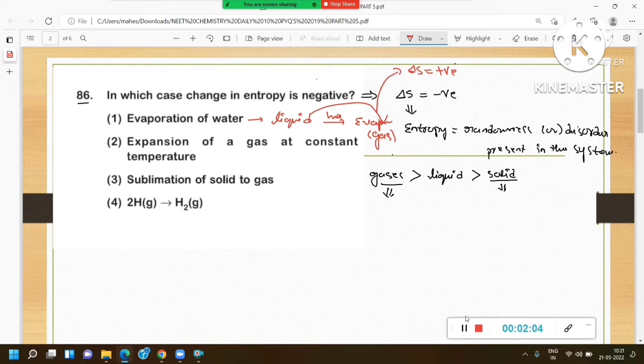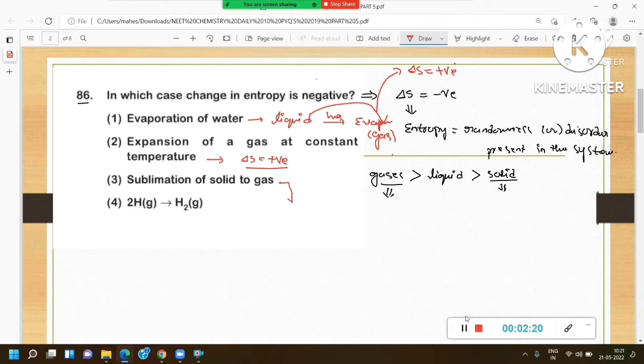Okay. Now let us verify the second statement: expansion of a gas at constant temperature. Gas expansion takes place, so the change in entropy means the randomness increases. Delta S value becomes positive.